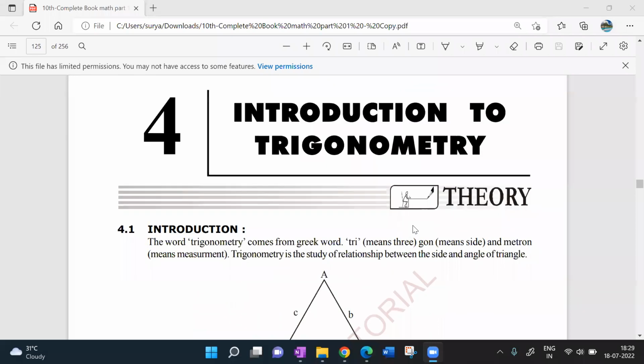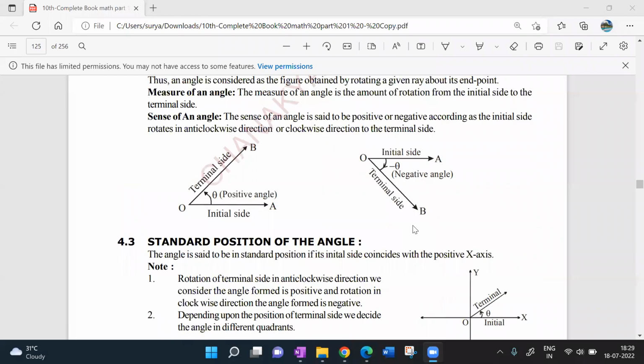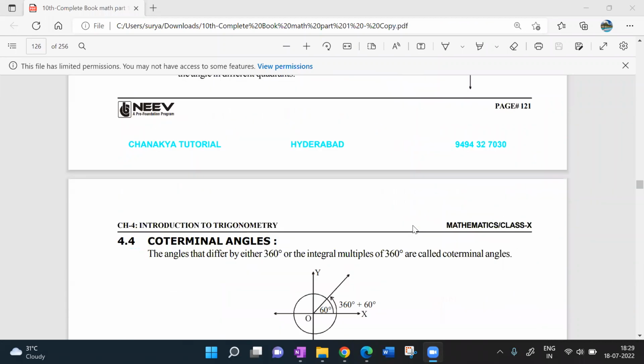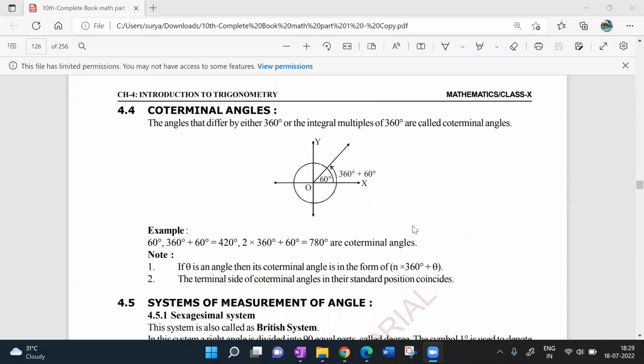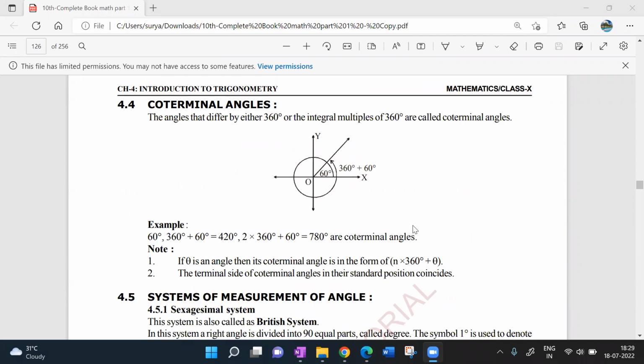Introduction to trigonometry. We have done introduction, measurement of an angle. Look, theta is positive in anti-clockwise direction, theta is negative in clockwise direction. So standard position of the angle, terminal and initial line, I just told you. Please go through these notes. Co-terminal angles. How 360 degrees will happen. Okay, co-terminal angle is nothing but, look at it here. Let me tell you. We'll talk about co-terminal angles.